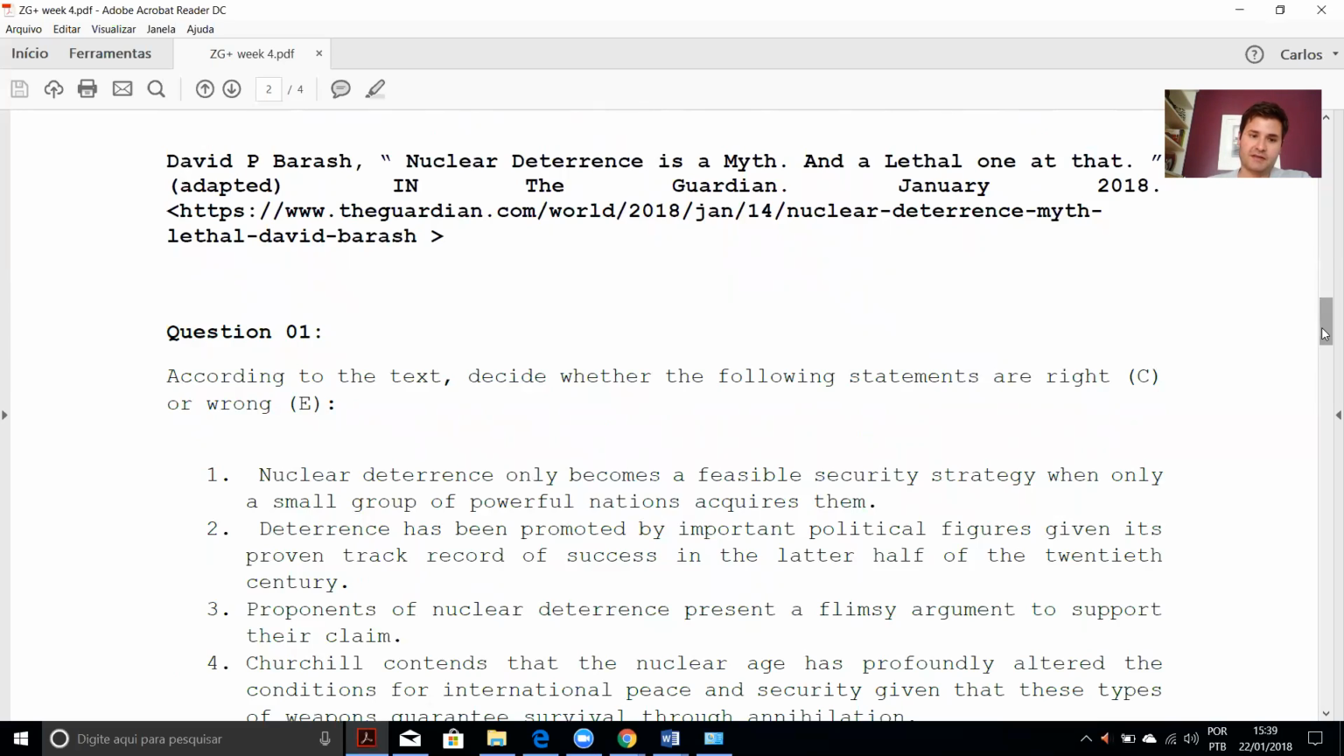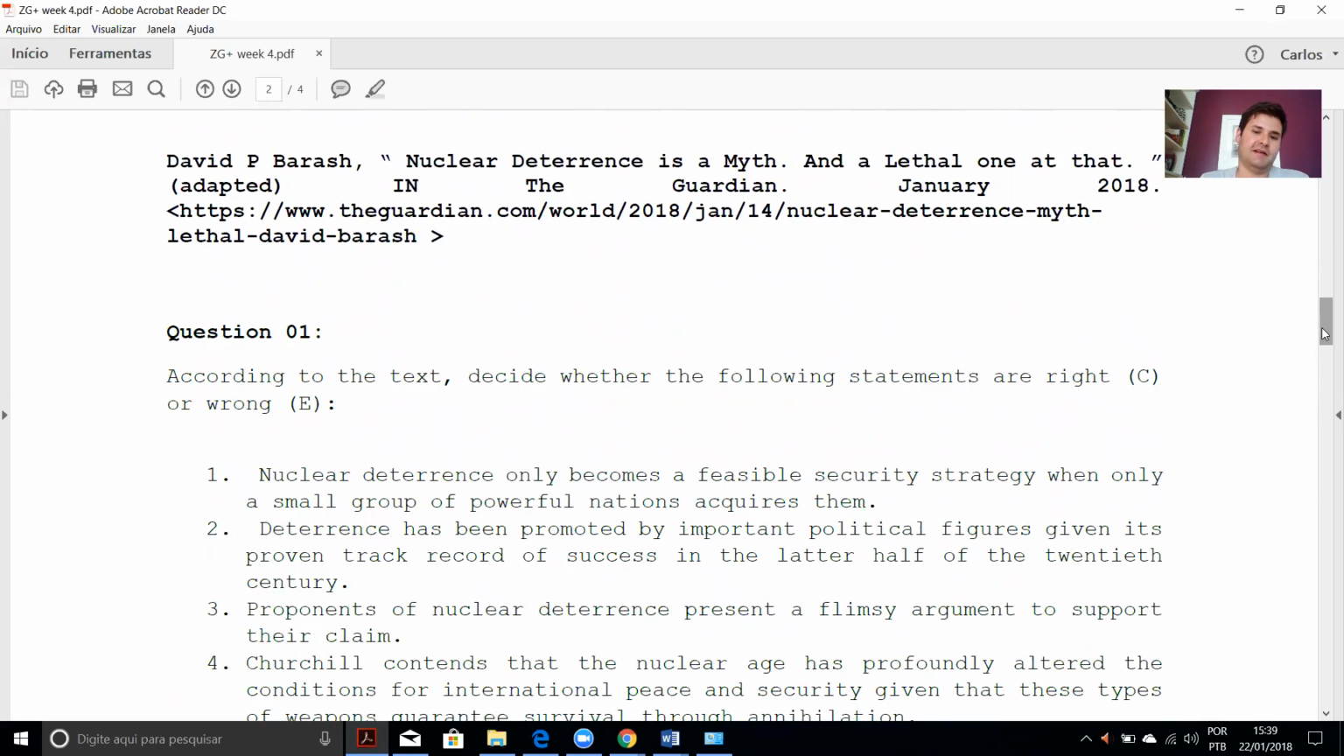One, they support deterrence, nuclear deterrence in this case, and two, they support it because of its track record of success. And that's not the case. And the text implies as well that they support deterrence only to use it as an excuse to have nuclear weapons, to have that strategic edge on other countries, and not necessarily to promote peace, not because of the success of nuclear deterrence.